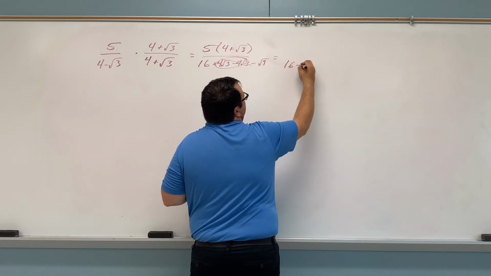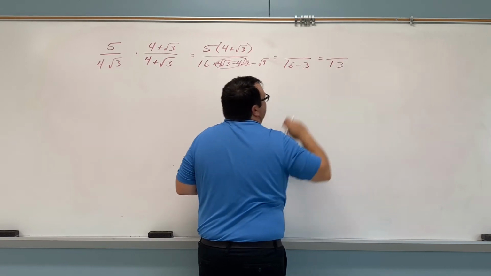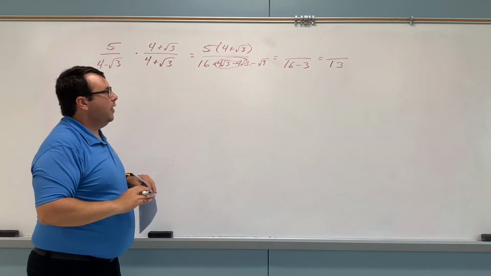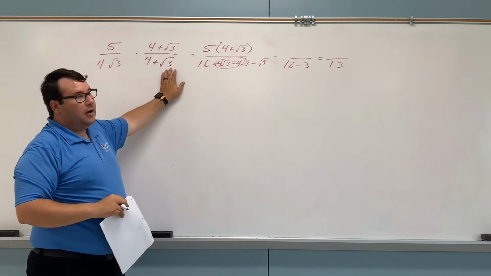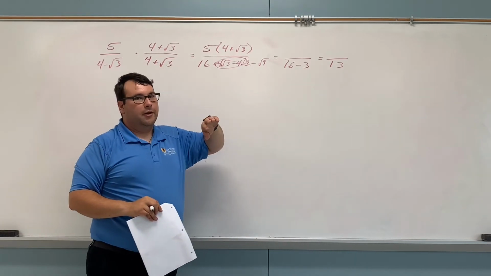That's 16 minus 3, which is 13. That is your denominator value. So that's why you work with that conjugate value. It clears all of those radicals from your denominator.